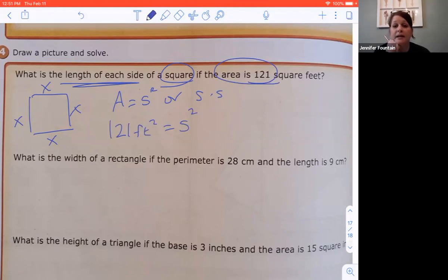So now, one of the things that we haven't really talked too much about, we dealt with it a little bit earlier in the year. It'll be something that we'll deal with more in algebra next year. But you know how we talked about how our opposite operations can undo things, like I can use addition to undo subtraction, or subtraction to undo addition. I can use multiplication to undo division, or division to undo multiplication.